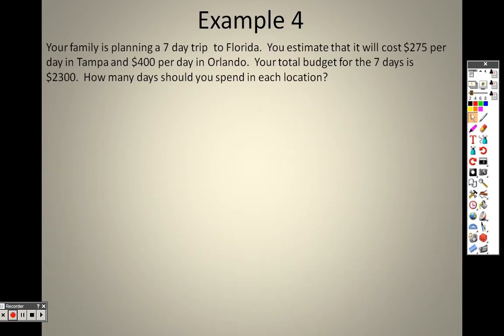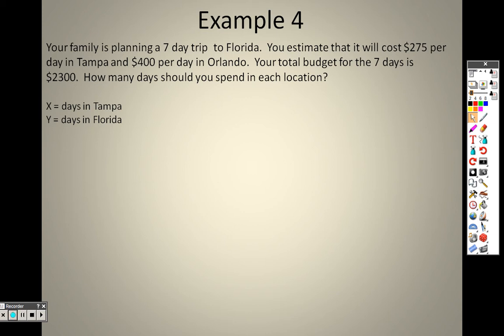So with example 4, it says your family is planning a 7-day trip to Florida, and you estimate that it will cost $275 per day in Tampa and $400 per day in Orlando. Your total budget for the 7 days is $2,300. How many days should you spend in each location? So we need to find our two variables here. I'm going to make x be the days in Tampa and y be the days in Florida.